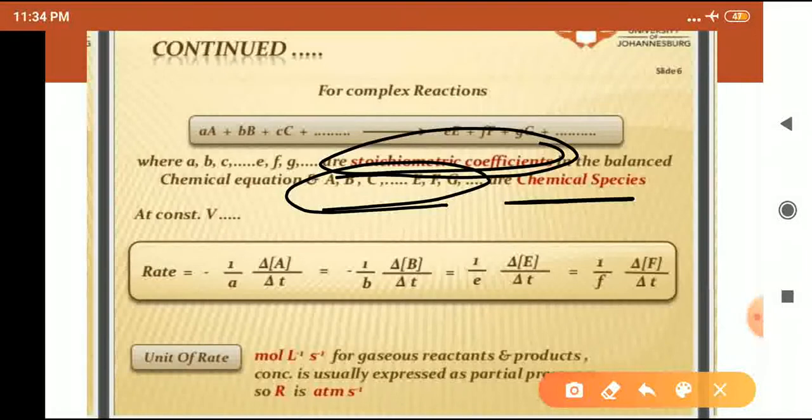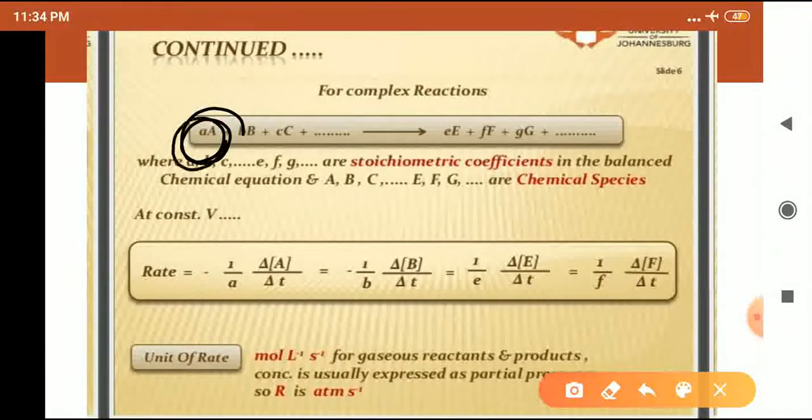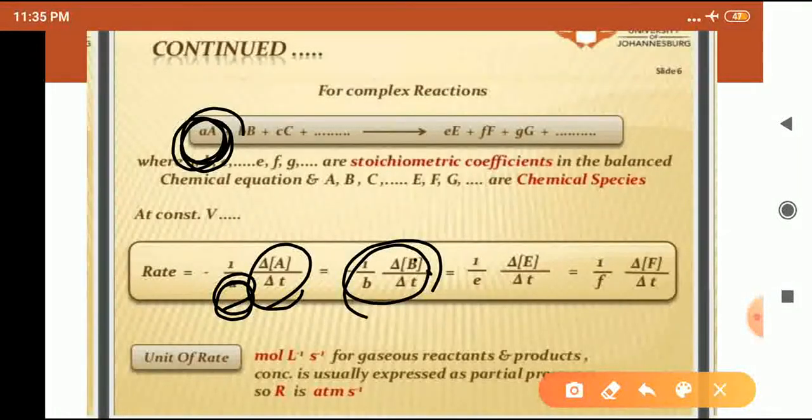For such species, we can write the average rate of the reaction as change in concentration by change in time divided by the stoichiometric coefficient. Whatever the stoichiometric coefficient is, that has to be divided while writing the average rate of the reaction. For example, in this equation, we write decrease in the concentration of A with respect to time divided by its stoichiometric coefficient. Similarly for B and similarly for C, we write change in concentration by change in time divided by the stoichiometric coefficient.